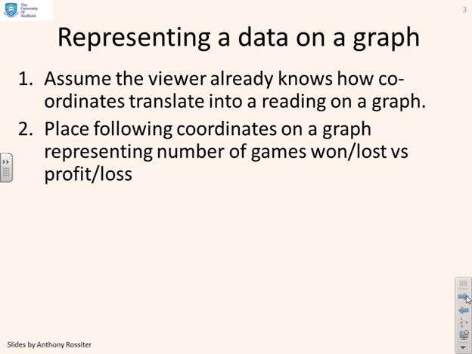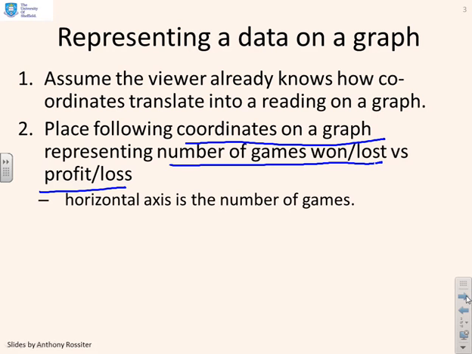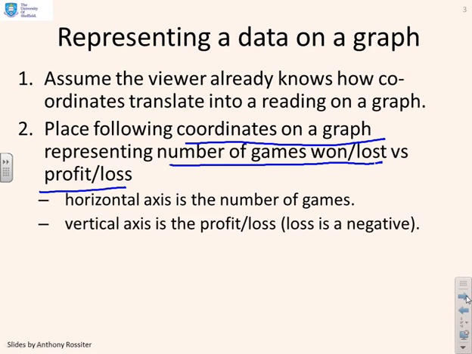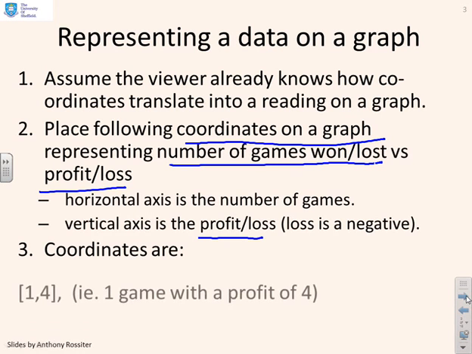So let's assume we want to place some coordinates on a piece of graph paper, and what we're going to do is represent the number of games won or lost versus profit or loss. So the horizontal axis is going to be the number of games, and the vertical axis is going to be the profit or loss, where a negative number is a loss. And as with the games, a negative number with games means you lost the game. So the coordinates we're going to give you are as follows.